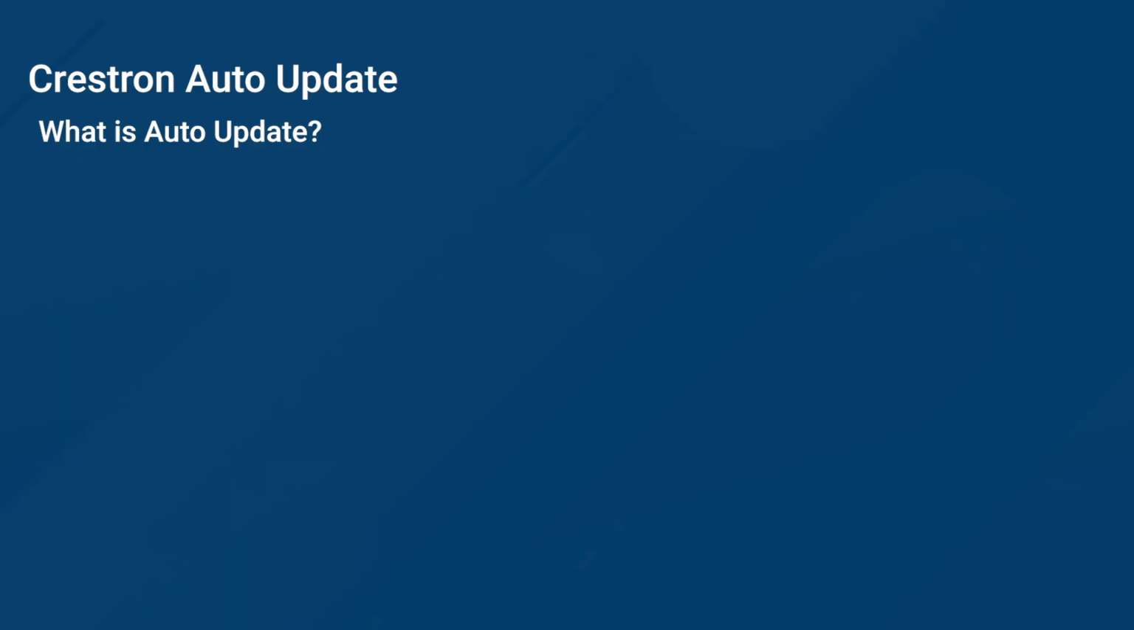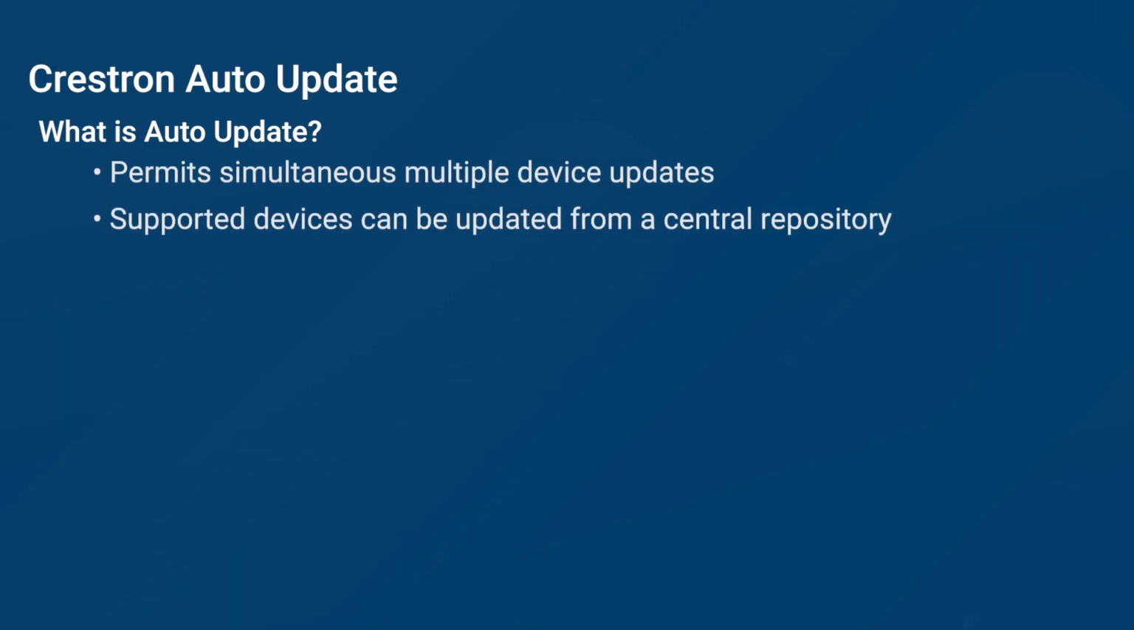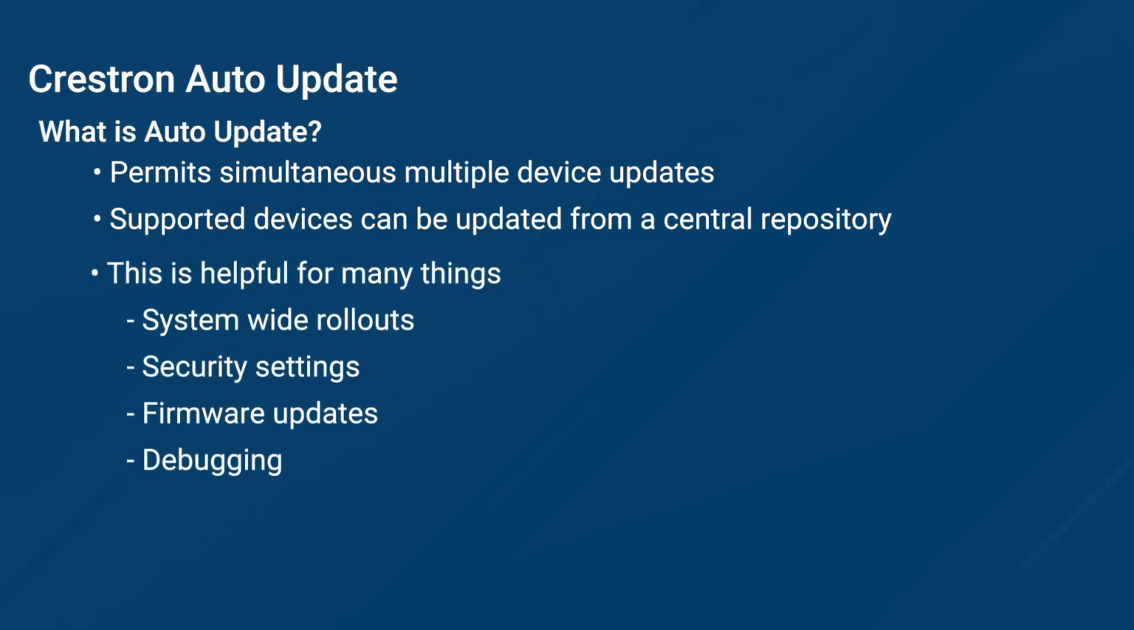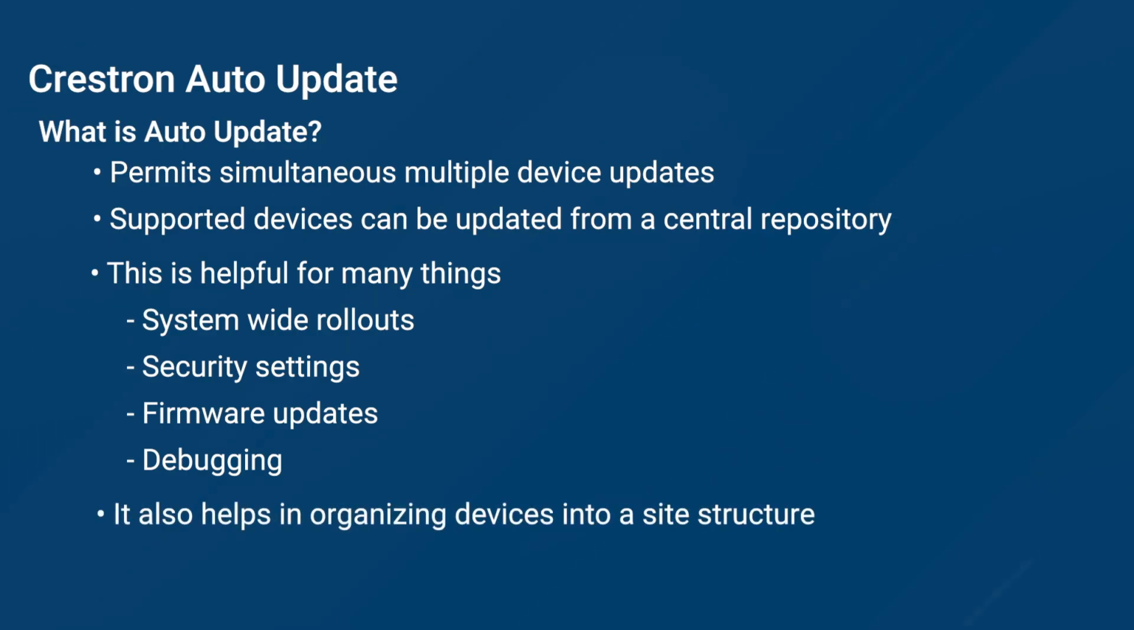So, what is Auto Update? Auto Update was designed to help you automate and schedule the firmware update process on Crestron products. It allows multiple supported Crestron devices across an enterprise to be configured and updated from a central on-premise repository. This can be incredibly helpful when you are using it for system-wide rollouts, security updates, firmware updates, and even debugging. In addition, it also helps with organizing devices into a site structure.